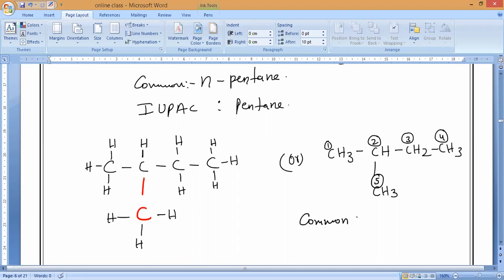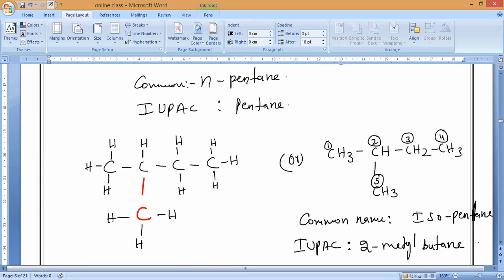So now what is the common name of this one? Common name of this one is 2-methyl isopentane. Isopentane is the common name. And what is the IUPAC name, guys? IUPAC name, 2-methyl butane. Yes, it is for the second carbon, so it will come. So 2-methyl butane.